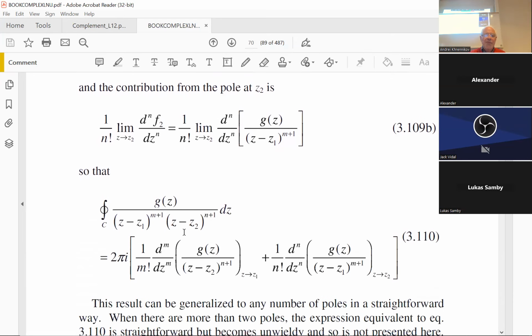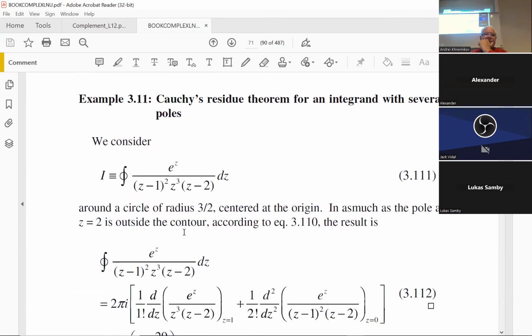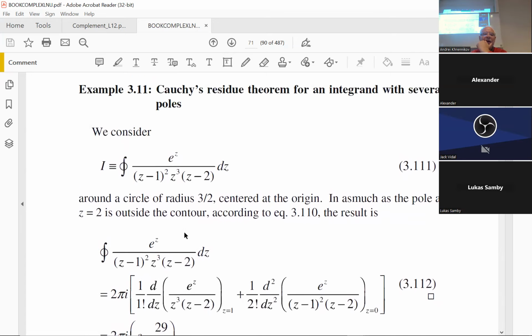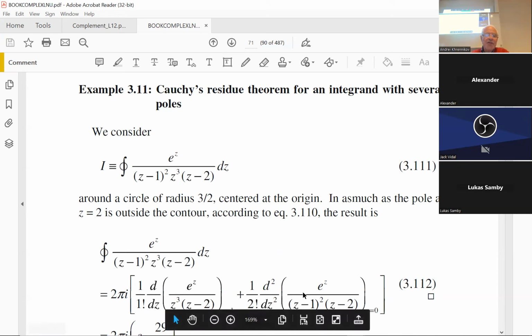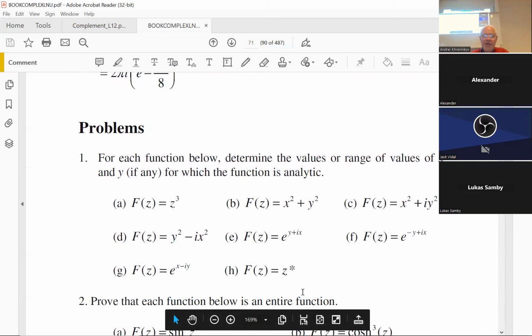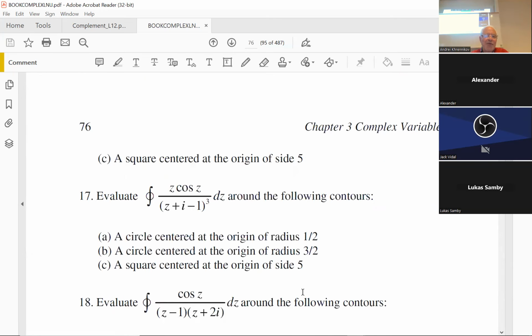Yeah, so we go further. And it's again a theorem, with several poles, and they give an example for concrete numbers. There are 3 poles, at the points 1, 0, and 2. At 1 is a pole of degree 2, at 0 of degree 3, and at 2 of degree 1. And we get this formula, and it depends on where our contour is. So the problems we will use not from this book, but from the book with exercises, but they are more or less similar. I think some of them are even the same.